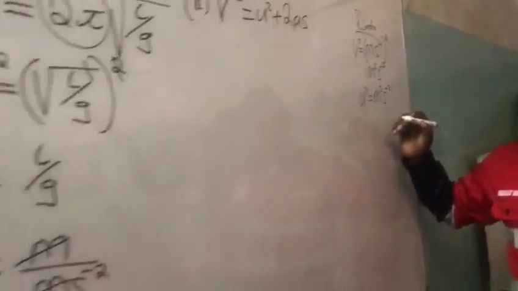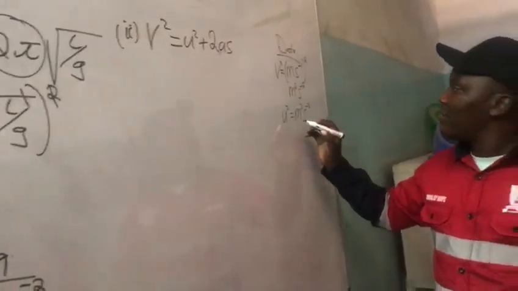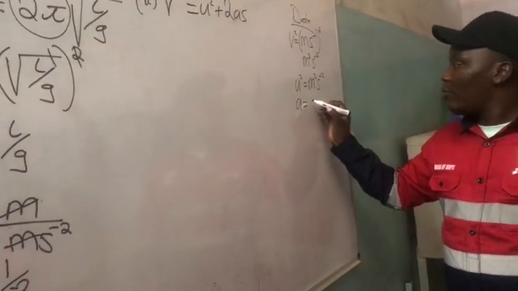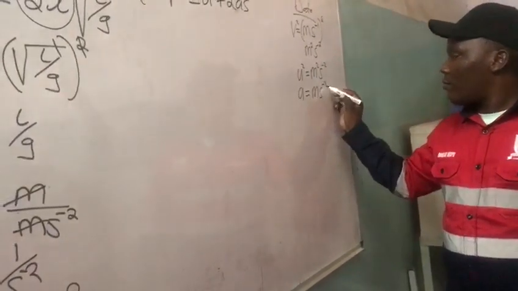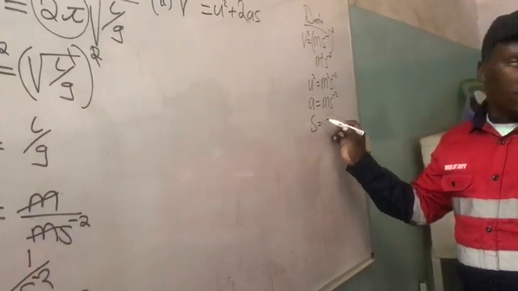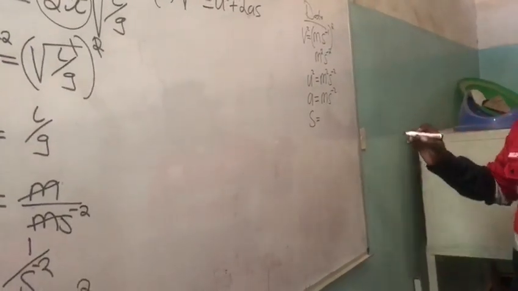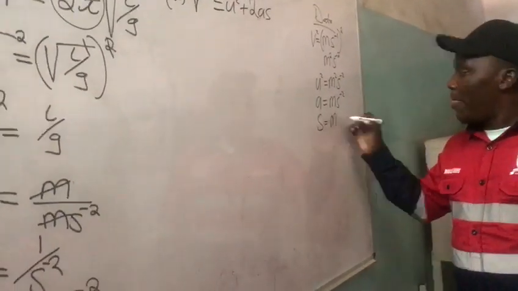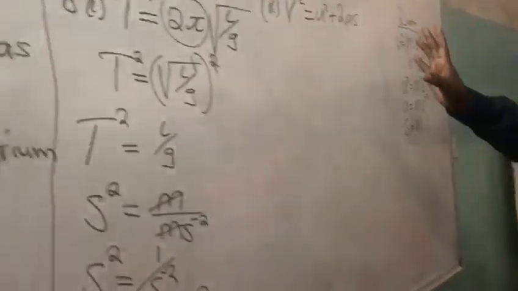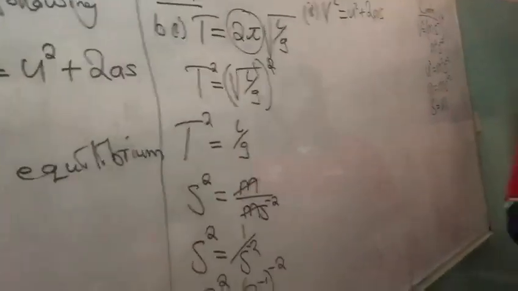Now, okay, so acceleration is measured in what? Meters per second squared. And s is what? S is distance measured in what? In meters. So now we can get this data and begin replacing it in our formula.